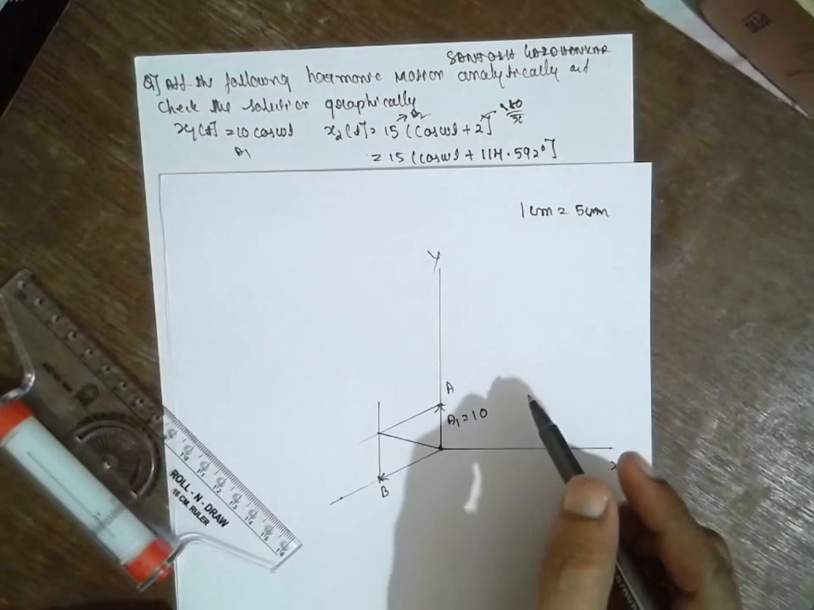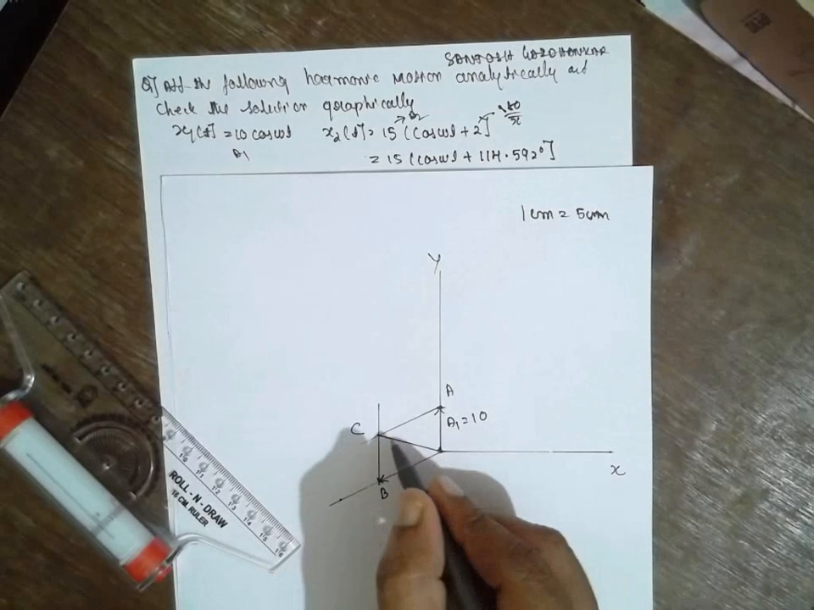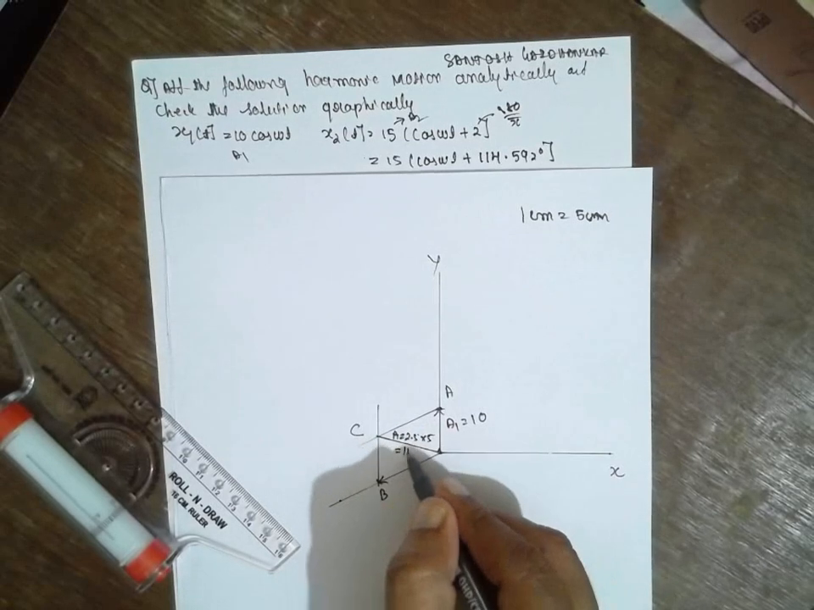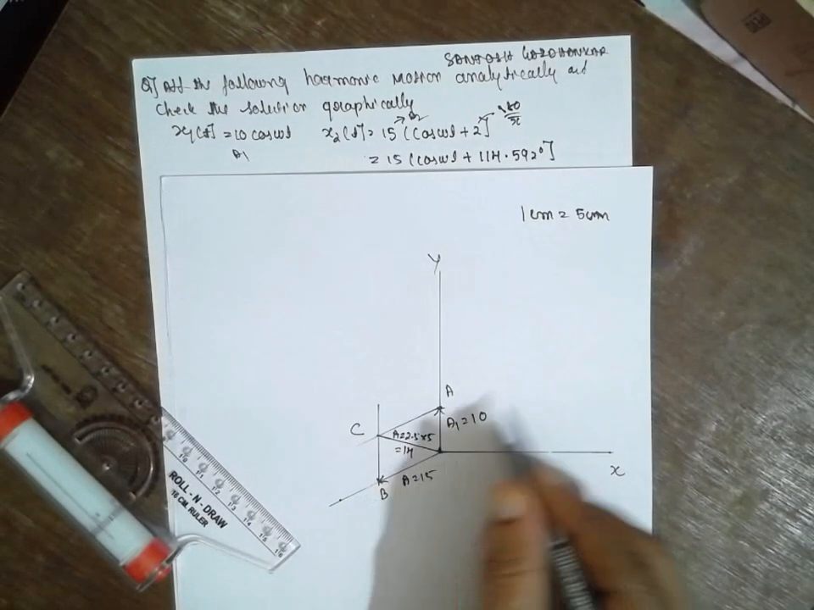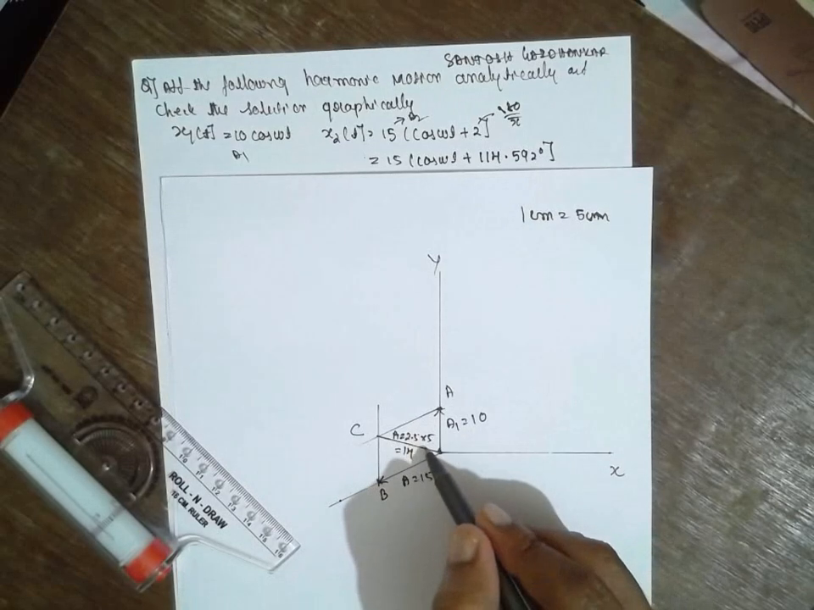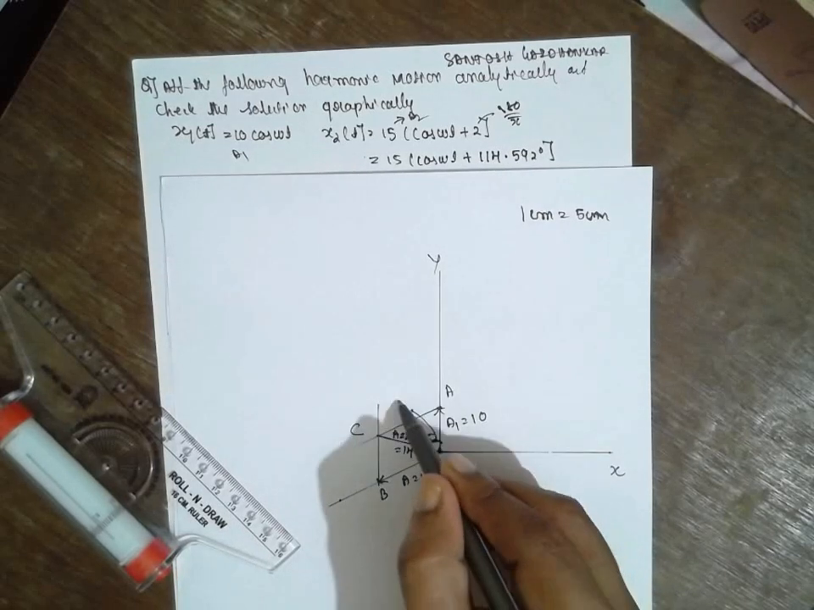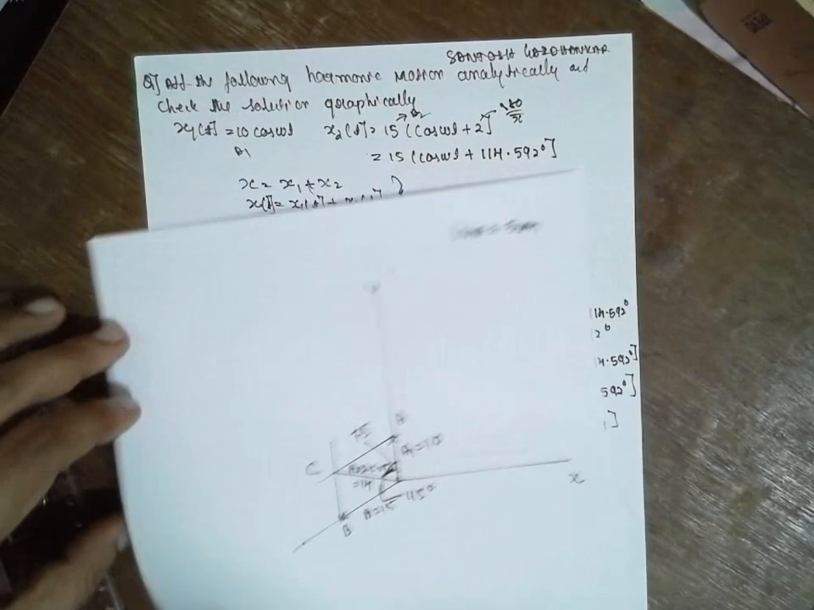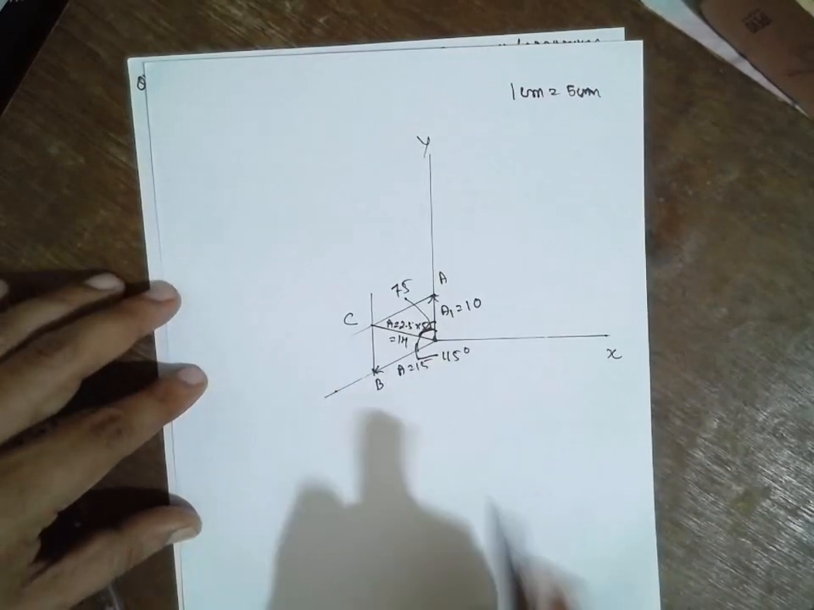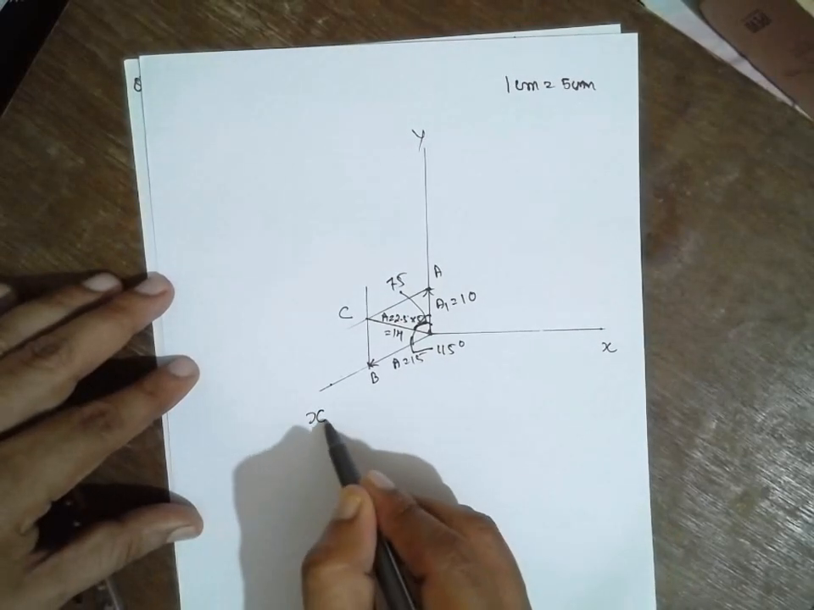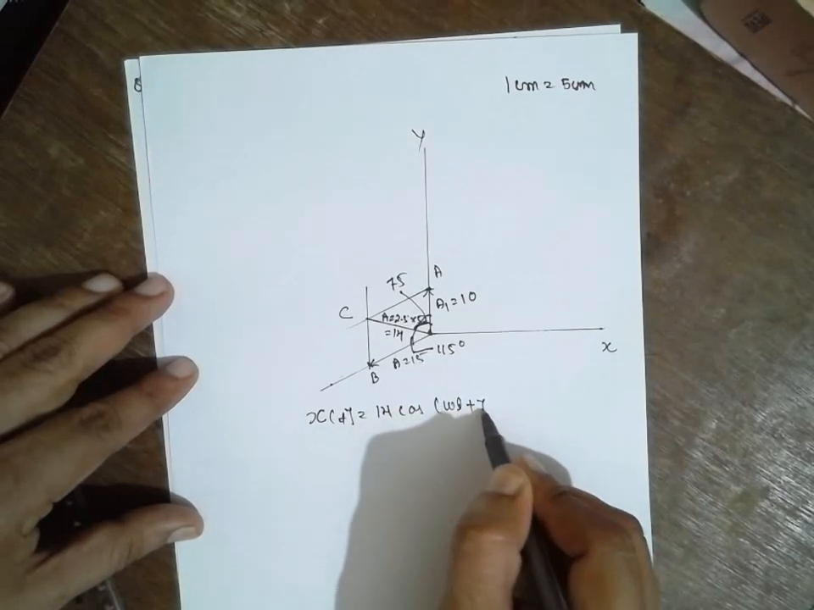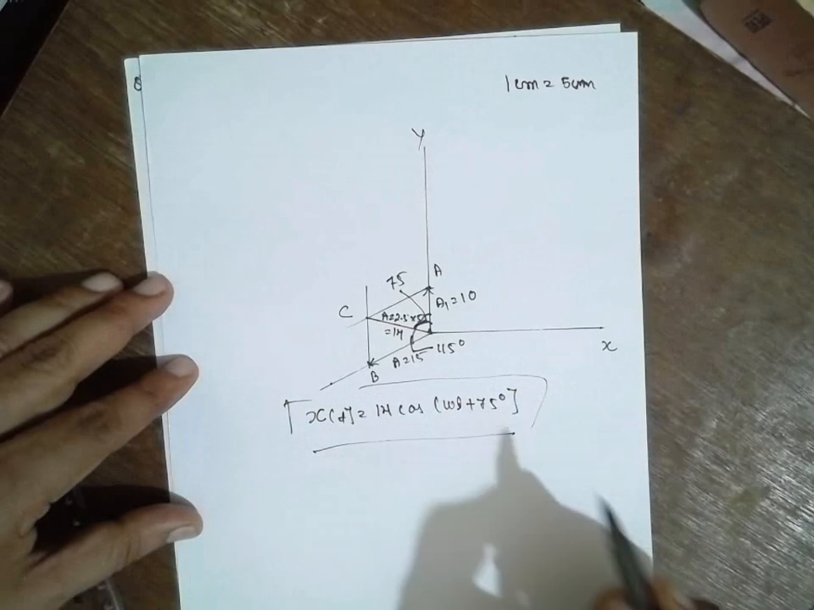If you measure this value, I will consider this as A. It is around 2.5 into 5, so you will get 14. If you measure this angle, it will be 75. Okay, the analytical method gives the same result. The final result is x(t) equal to 14 cos(omega t plus 75 degree). This is the graphical method. I am Santosh Gaidankar. Thank you very much.